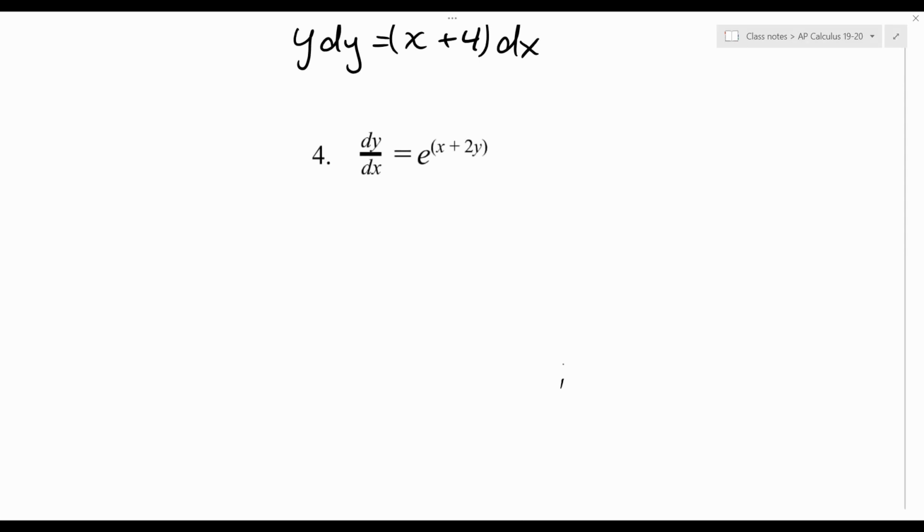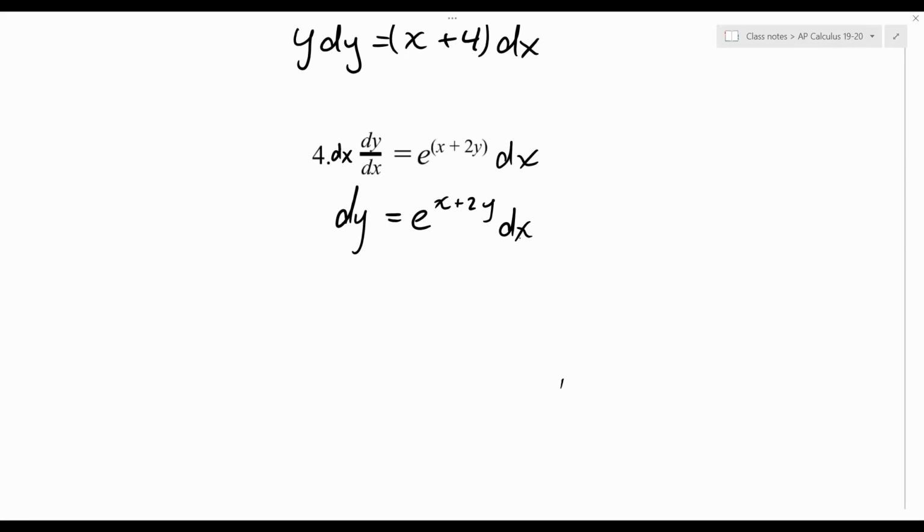Here I have dy/dx equals e to the x plus 2y. So what's my first step? Times dx on both sides. So I get dy equals e to the x plus 2y, dx. Now what can we do? We want to get this y to be on the other side.